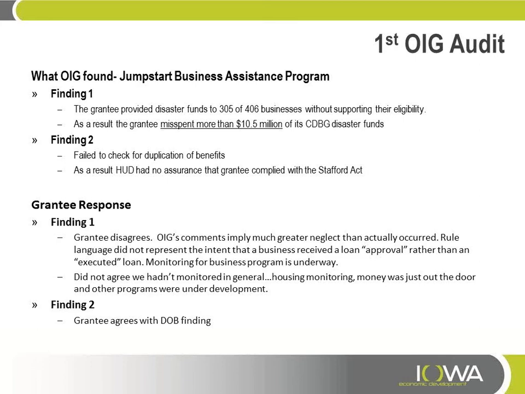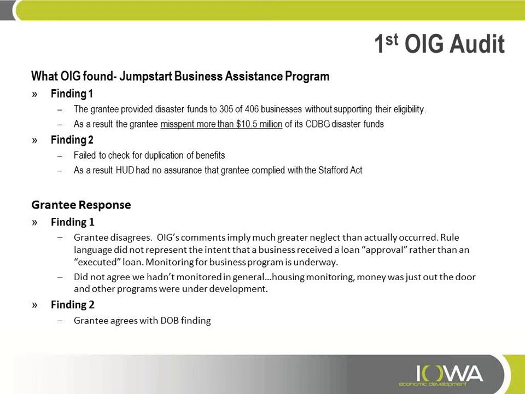So the first audit was on our Jumpstart Business Program. I think Meredith described that a little bit this morning. It is a program for businesses that were flood affected and received an offer of an SBA disaster loan or bank loan. The funding was 25% of the loan amount, to be used for working capital up to $50,000.